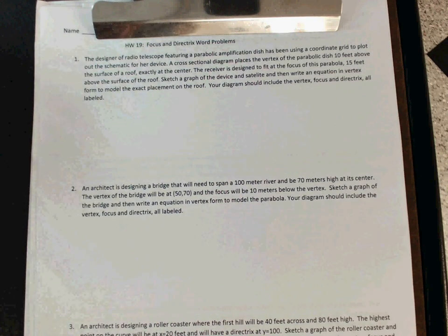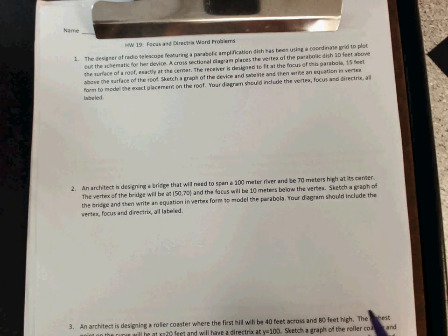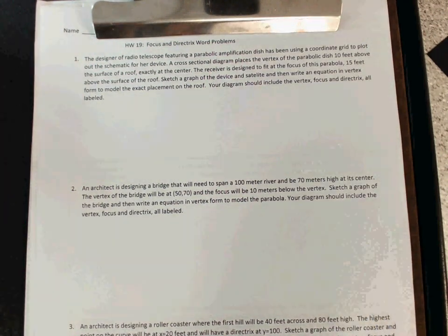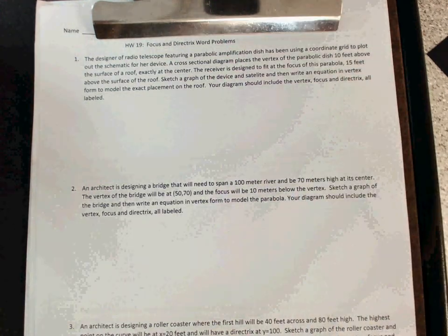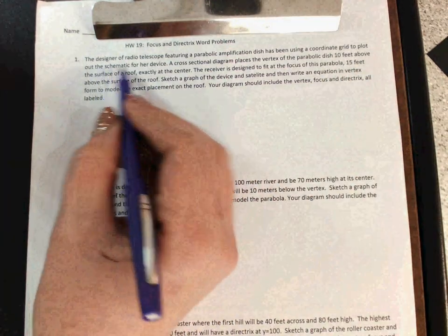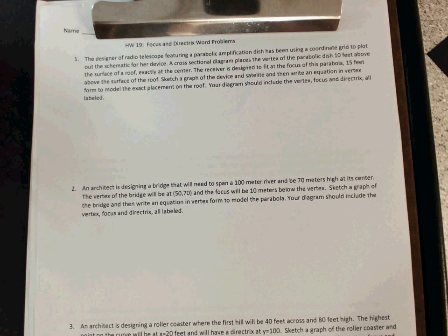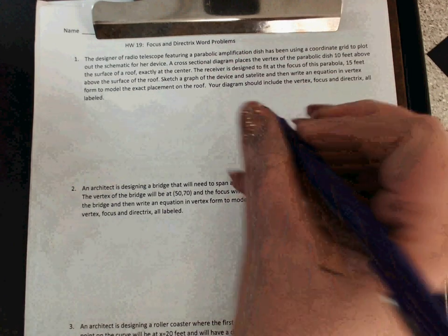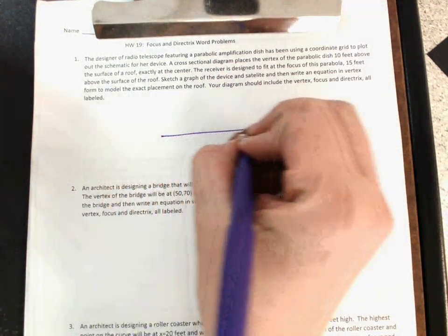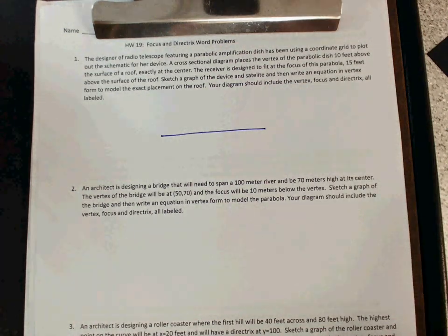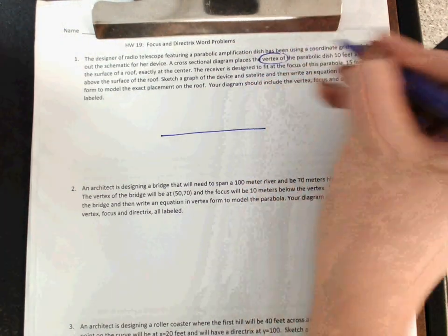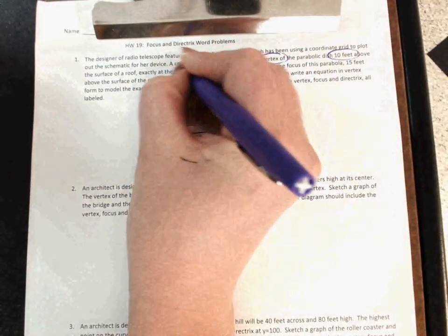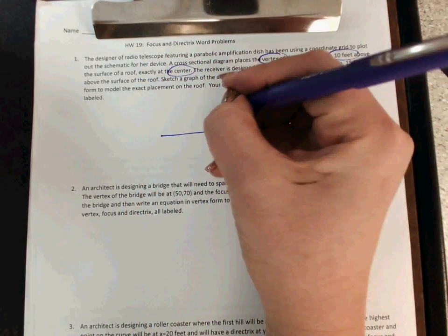Okay, so if you look at the first problem, it says the designer of a radio telescope featuring a parabolic amplification dish has been using a coordinate grid to plot out the schematics for her device. A cross-sectional diagram places the vertex of the parabola 10 feet above the surface of the roof, exactly at the center. So we have our roof right here, and then it says that the vertex is 10 feet above in the center. So here's the center.